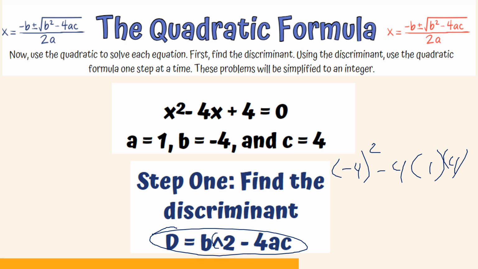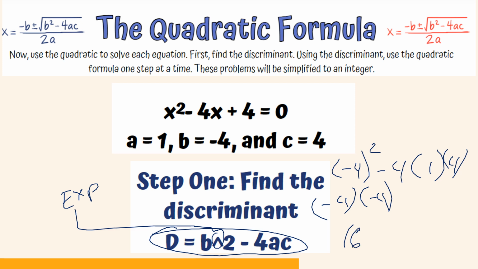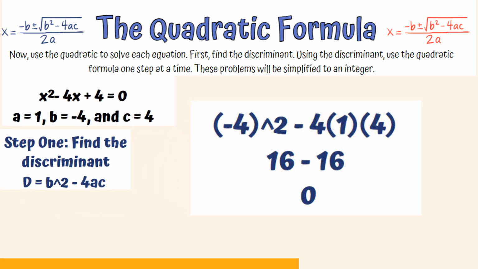And also this thing here is called a caret. Carets mean exponents. So -4 times -4 is positive 16. And then -4 times the positive 1 is -4. -4 times 4 is 16. And what's 16 minus 16? 16 minus 16 is 0. So we're moving on to our next step.